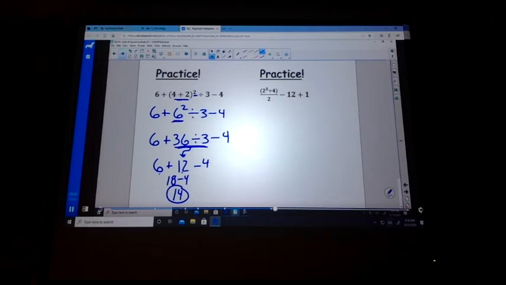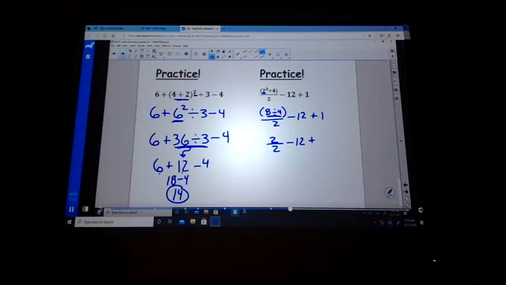Again, we're still practicing. So notice instead of parentheses, we have exponents. That's our division problem. So let's take care of this part first. 2 to the third power is 2 times 2 times 2. 2 times 2 times 2 is 8. So on top I'm going to get 8 divided by 4 over 2 minus 12 plus 1. What's 8 divided by 4? 8 divided by 4 is 2. And 2 over the other 2, what's 2 over 2? That's 1.